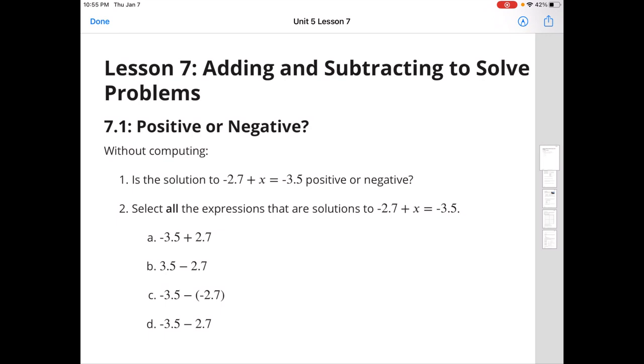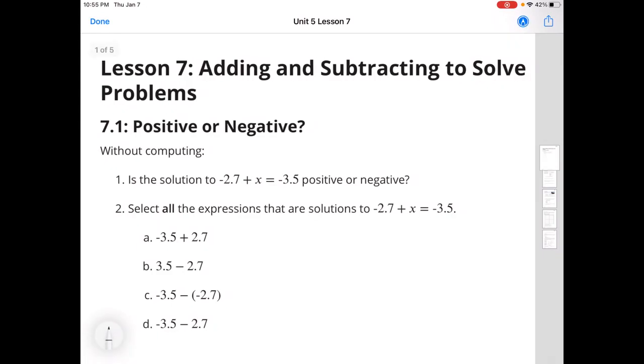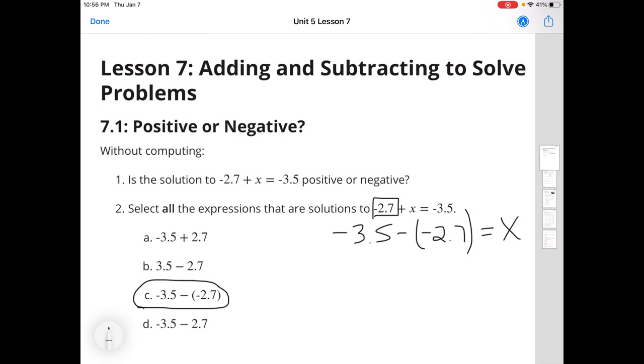Number 2, select all of the expressions that are solutions to negative 2.7 plus x equals negative 3.5. Thinking back to fact families like the previous lesson, I can start with my sum here: negative 3.5 minus the number that I'm given, which is negative 2.7. And that would tell me what x equals. So if you look at C, negative 3.5 minus negative 2.7, that would be a solution.